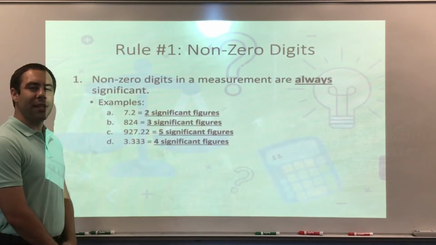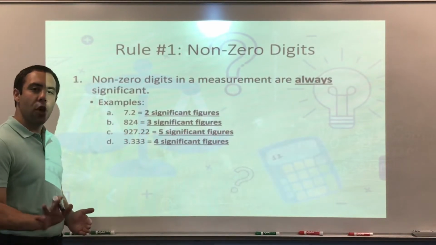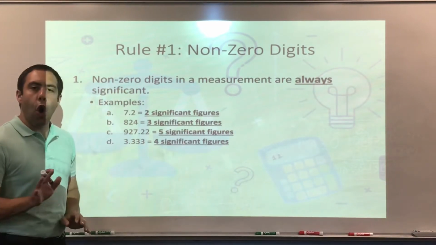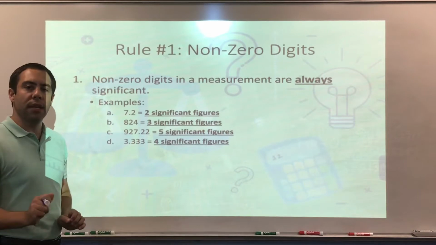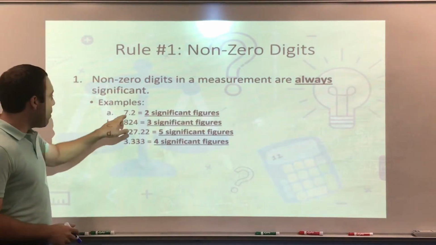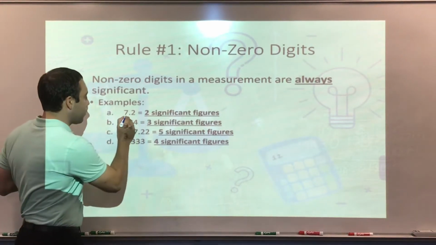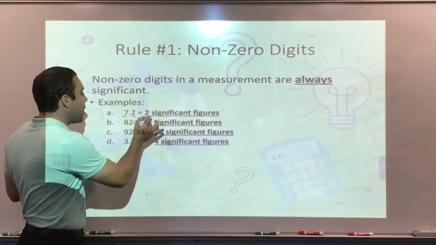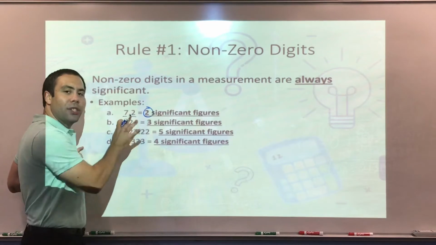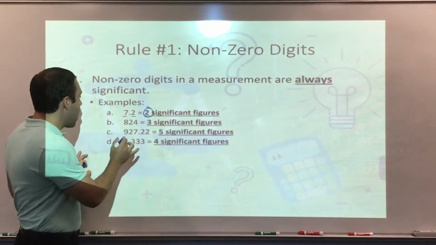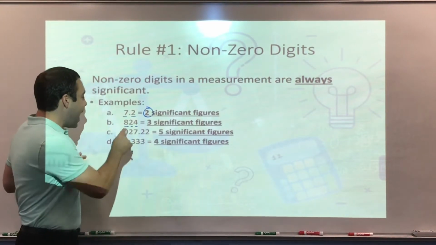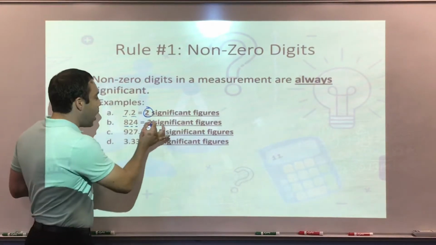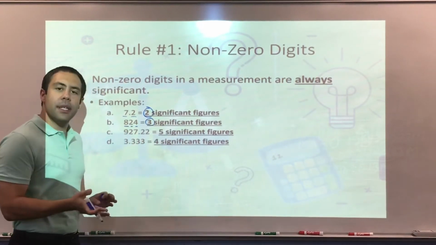Rule number 1 has to do with non-zero digits. Rule number 1 states non-zero digits in a measurement are always going to be significant. So, for example, 7.2, I have two numbers. They're both not zero. So this value has two significant figures. 824, 824 are three non-zero digits. So this value has three significant figures.